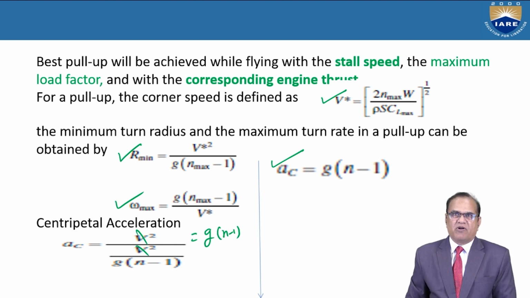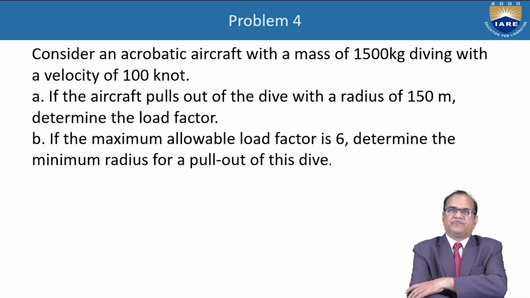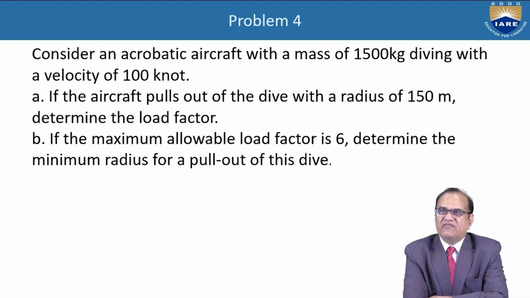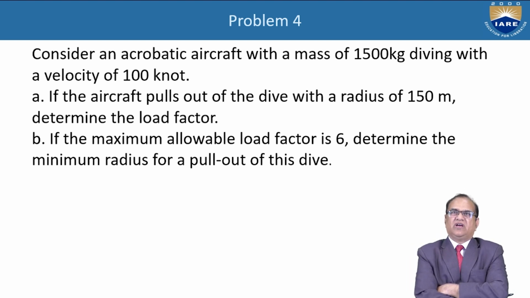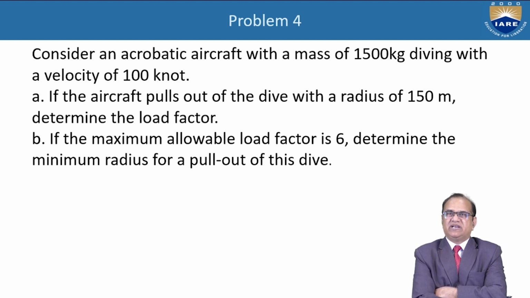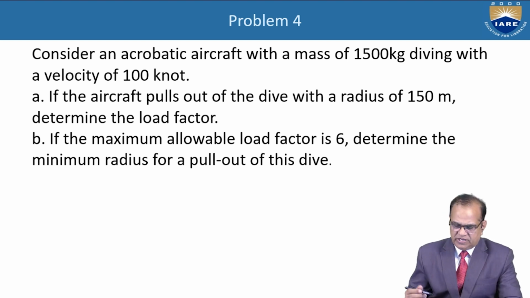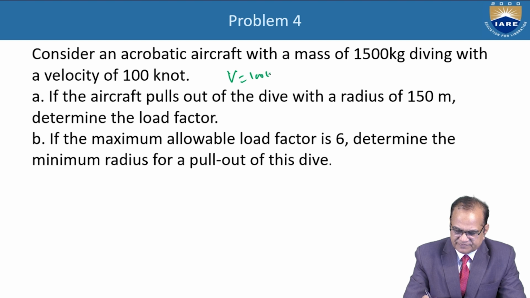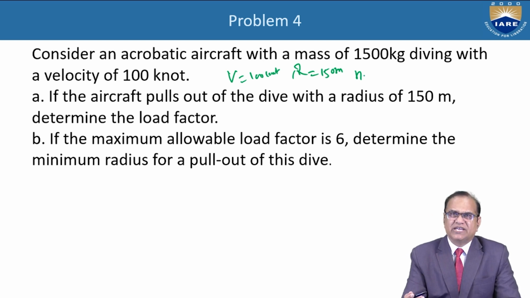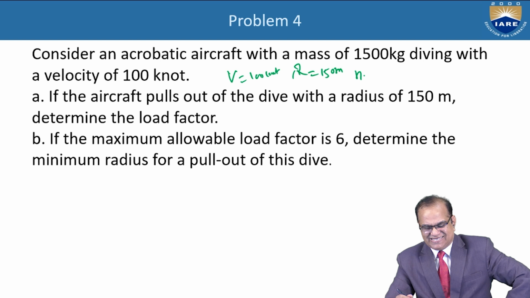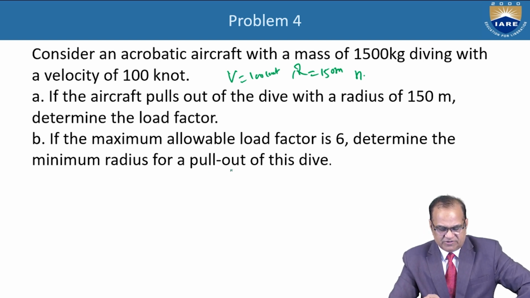Now we will do one small problem, then we will go ahead. Consider an aerobatic aircraft with a mass of 1500 kg diving with a velocity of 100 knots. A: if the aircraft pulls out of the dive with a radius of 150 meters, determine the load factor. Here the velocity is 100 knots and the radius R is equal to 150 meters, so we have to find n. Directly we can put it in the equation. B: if the maximum allowable load factor is 6, determine the minimum radius of the pull out.